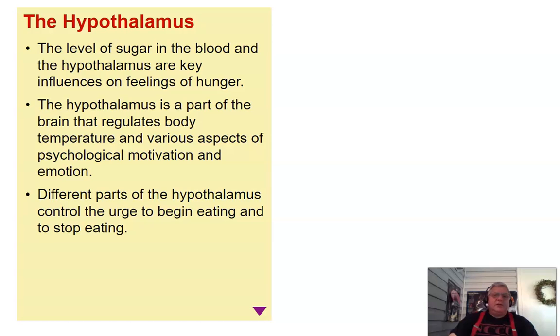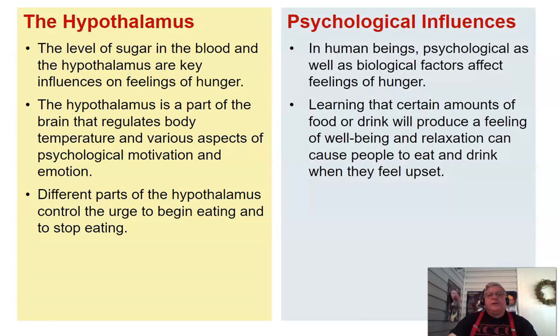The hypothalamus is a part of the brain that regulates body temperature and various aspects of psychological motivation. Different parts of the hypothalamus control the urge to begin eating or to stop eating.